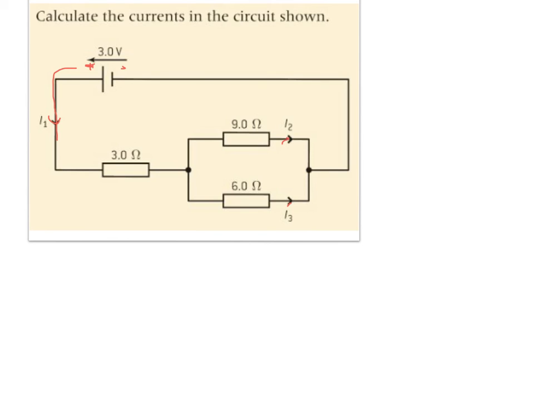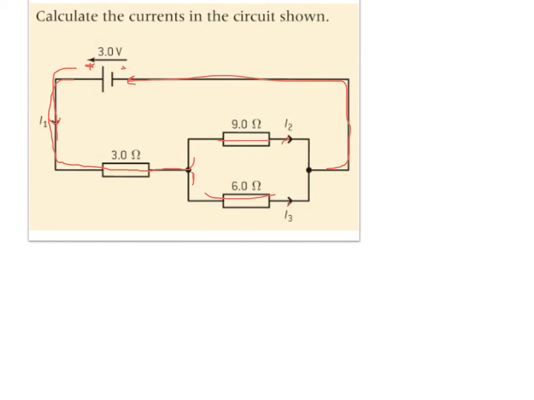I can tell because of the battery here, it's going to go through the loop this way. It's going to go through my resistor. When it gets here, it's going to split and go one way or the other. It's going to go through my two resistors, and then it's going to join back together and come back to the battery.